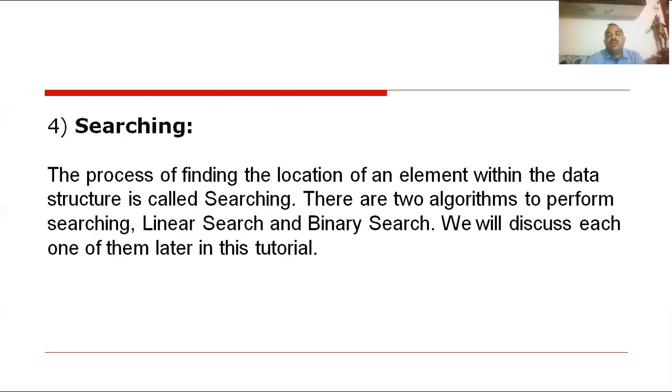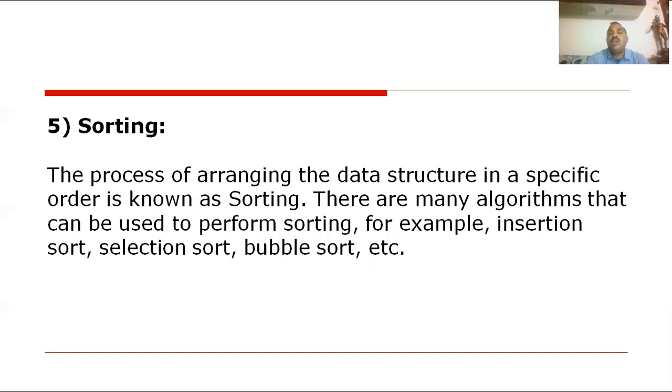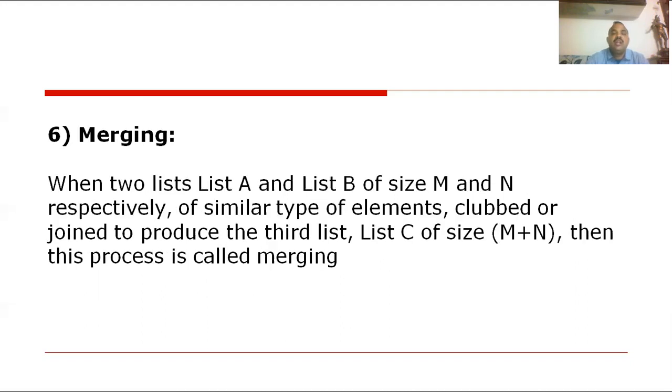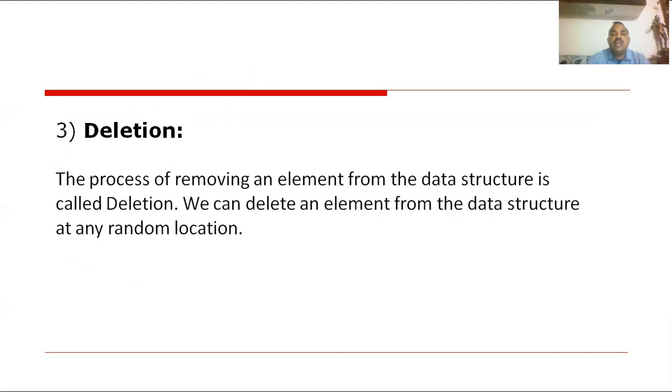Here, searching. So to search an element in an array or not. To find an element in an array or not. The process of finding the location of an element within the data structure is called searching. Sorting, the process of arranging the elements in either ascending or descending order. Next one is merging, to club two lists. The lists must be the same data type. The third list contains M plus N, your first list size plus second list size, equal to the third list. Clear? These are the operations on data structures.